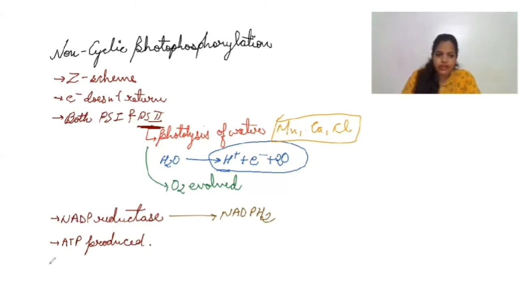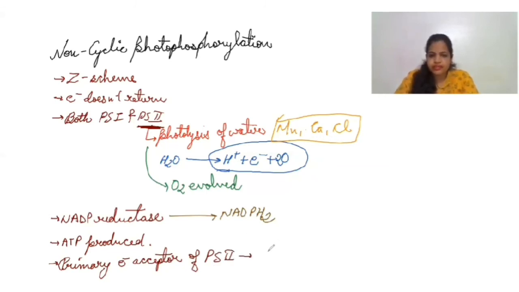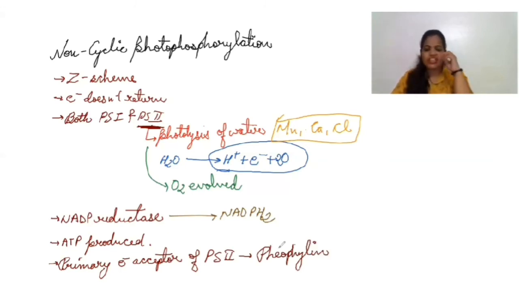So the next point is the primary electron acceptor of PS2. PS2 means directly we are talking about non-cyclic photophosphorylation. Okay, it is pheophytin. This question is asked a number of times in the exams. Now we are going to see the non-cyclic photophosphorylation complete process, which is also quite similar to the one we saw.